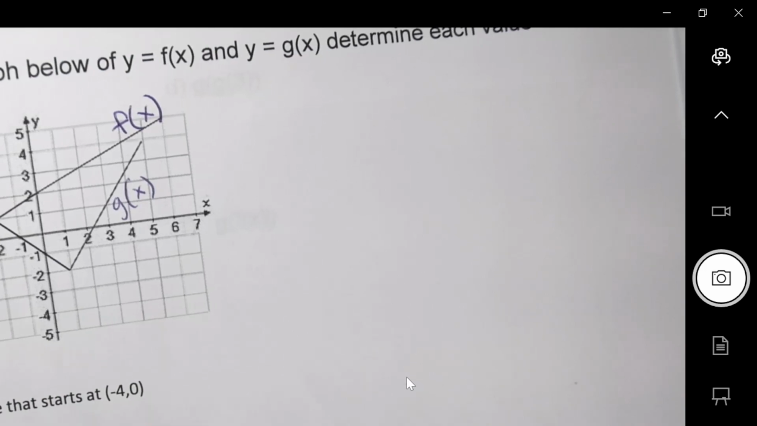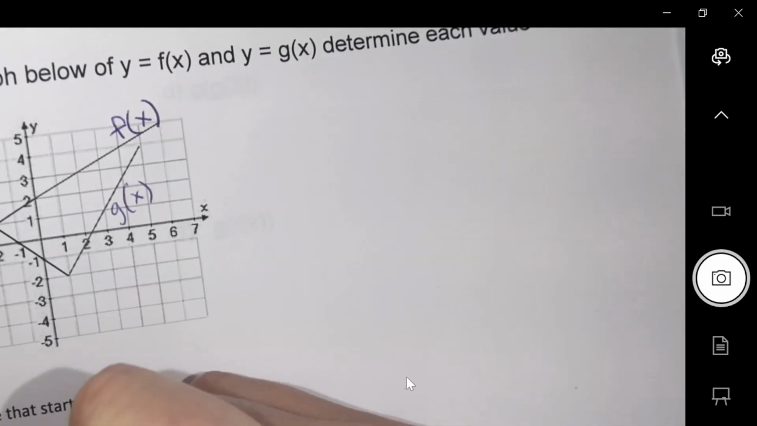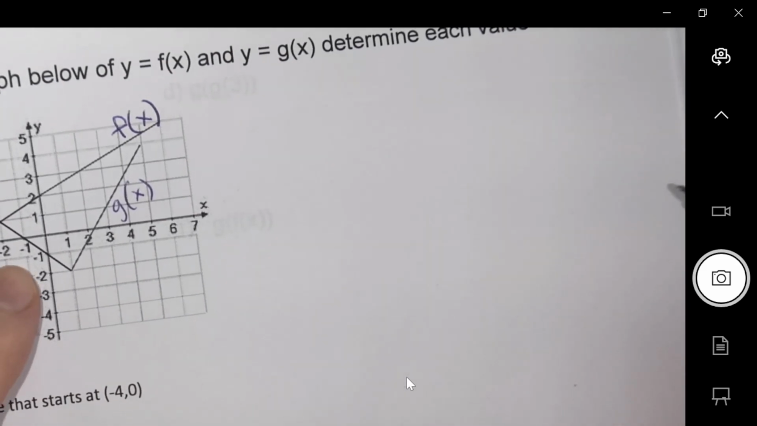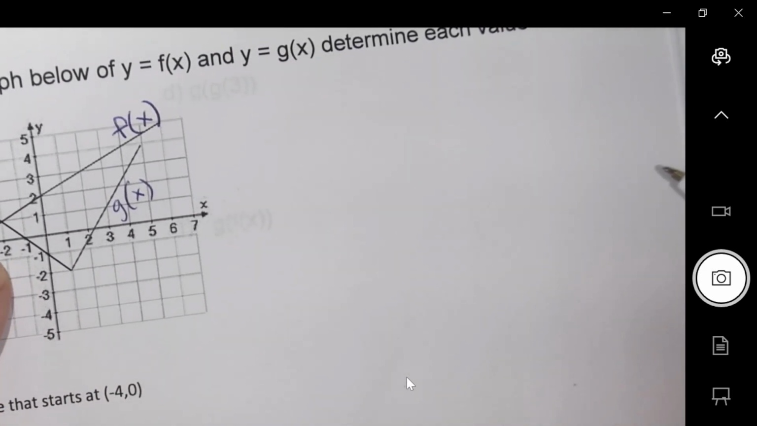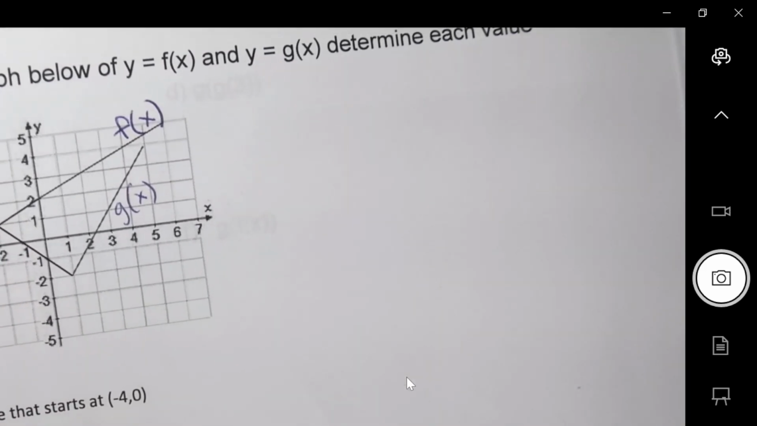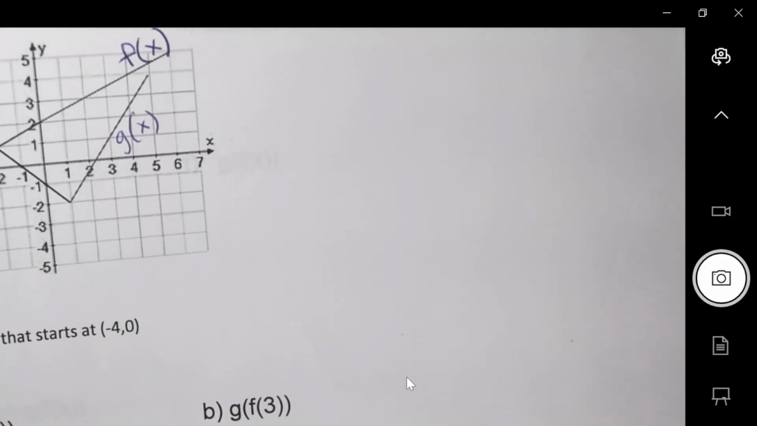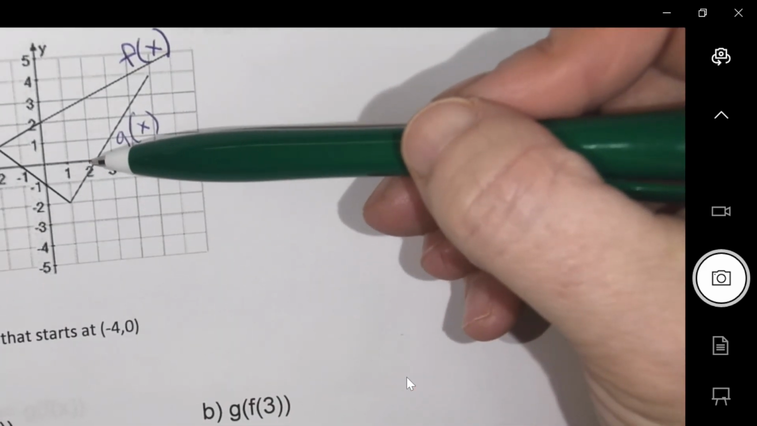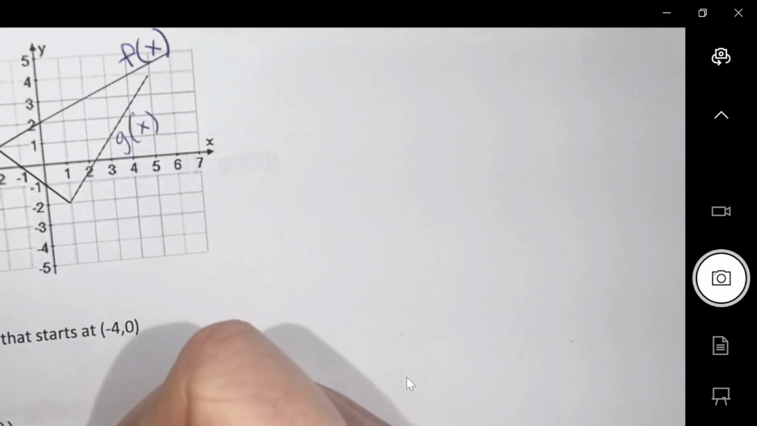Okay, so at negative 3, where's the g? At negative 3, the g is at a height of 2. Now, at 2, the f function has a height of 3.